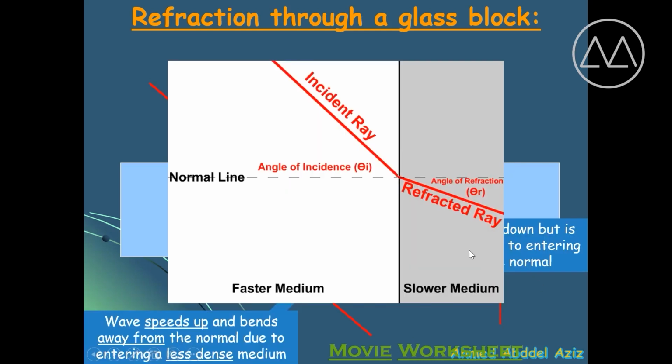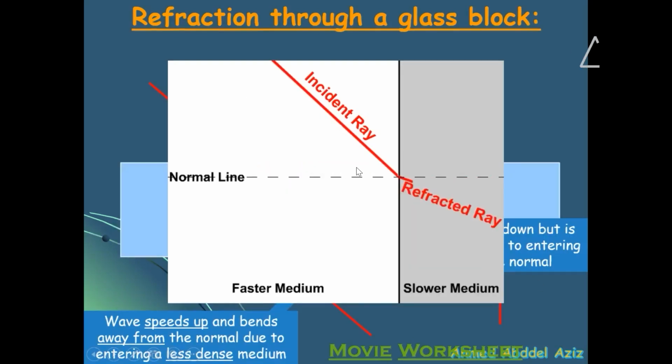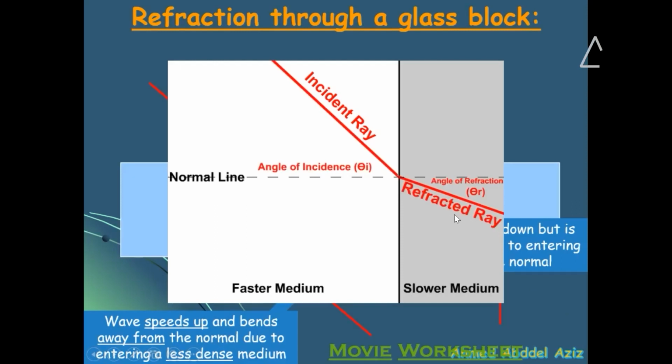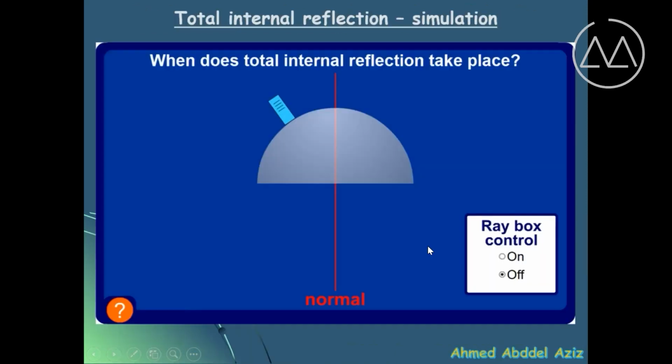Look at the figure. Incident ray, incident angle, refracted in a slower medium or in a denser medium, so it will refract close to the normal. And the refractive index here is greater, n_r is greater, as we'll study later.